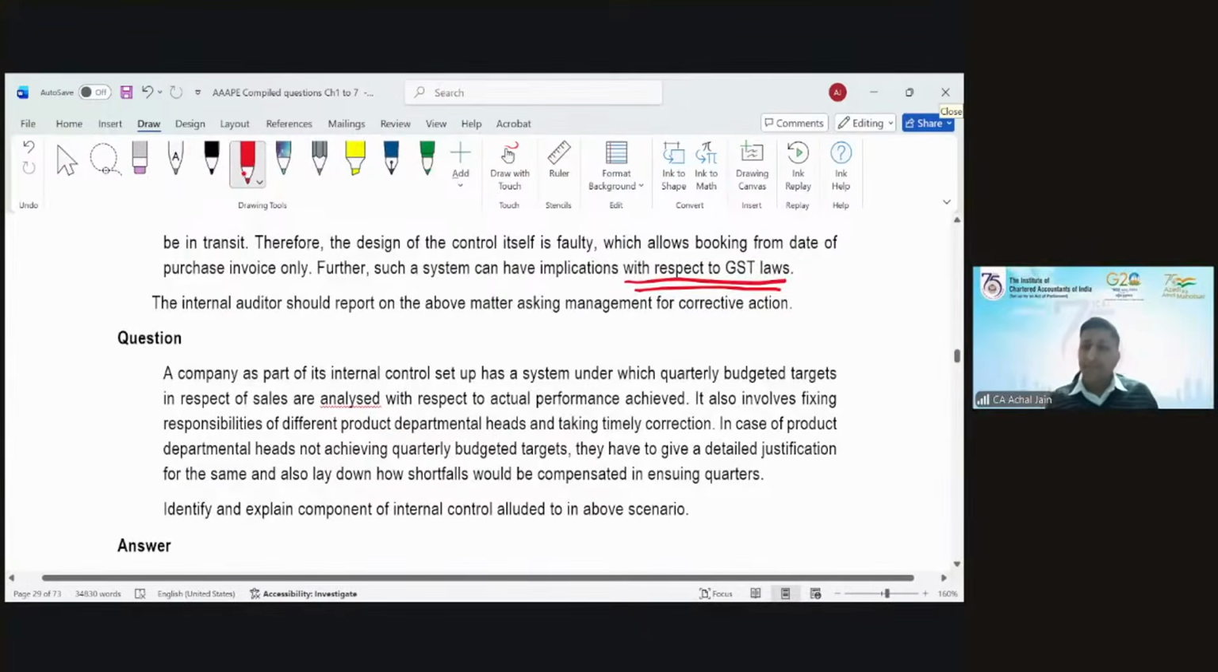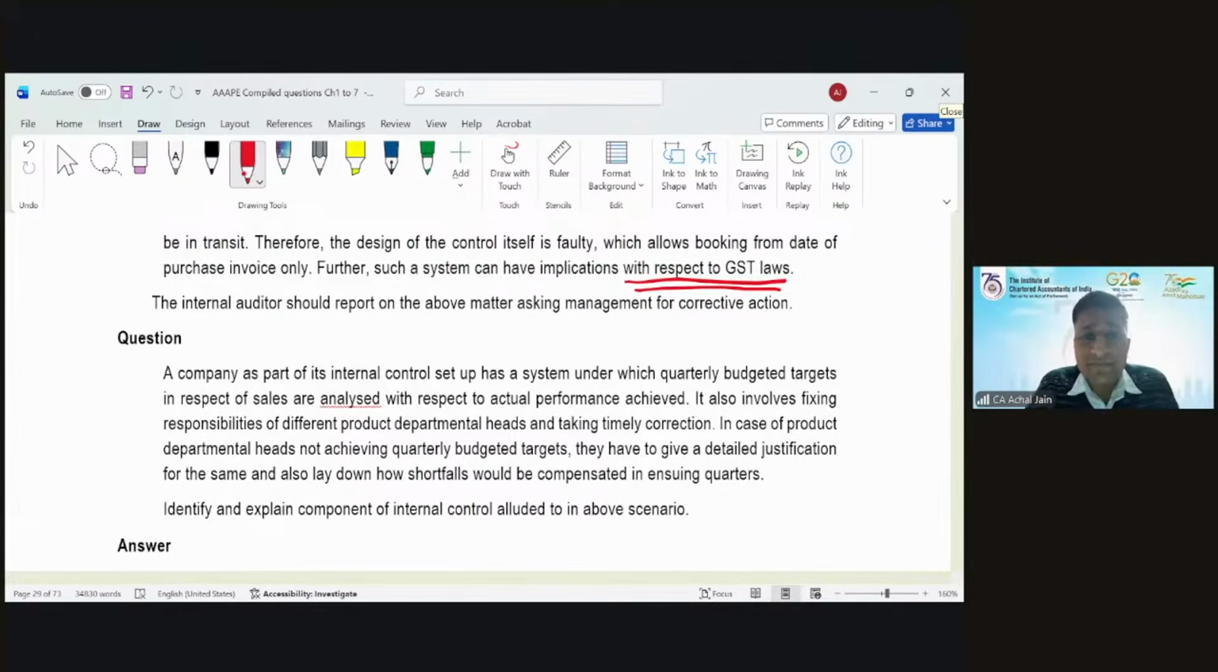A company, as a part of its internal control setup. Okay, so now we are talking about the internal control system. There was a system under which quarterly budgeted targets in respect of sales are analyzed with respect to actual performance achieved. So what do they do?